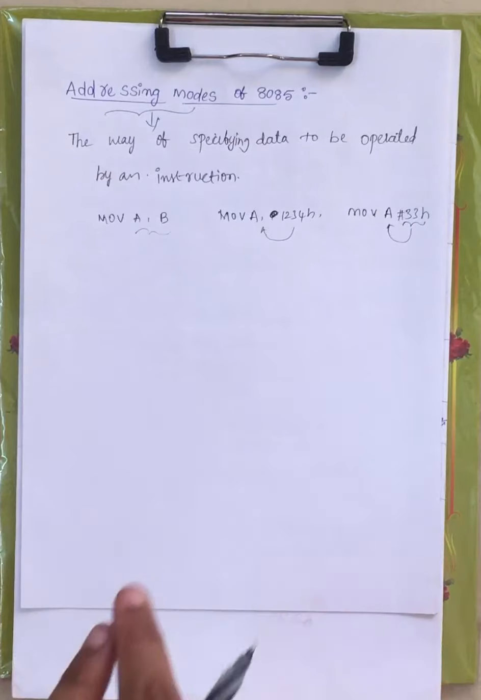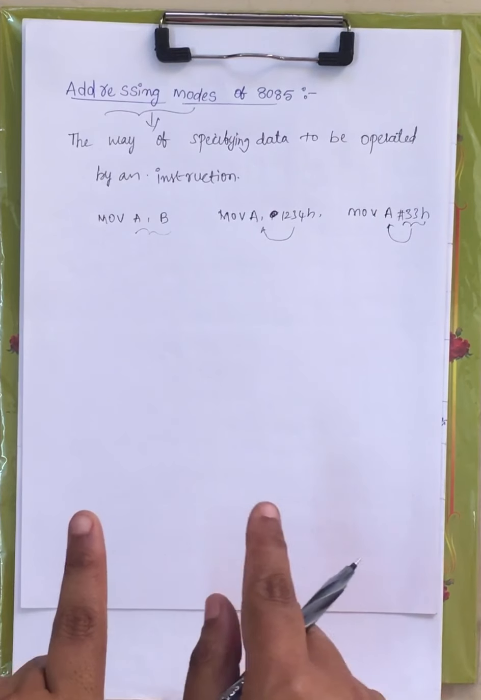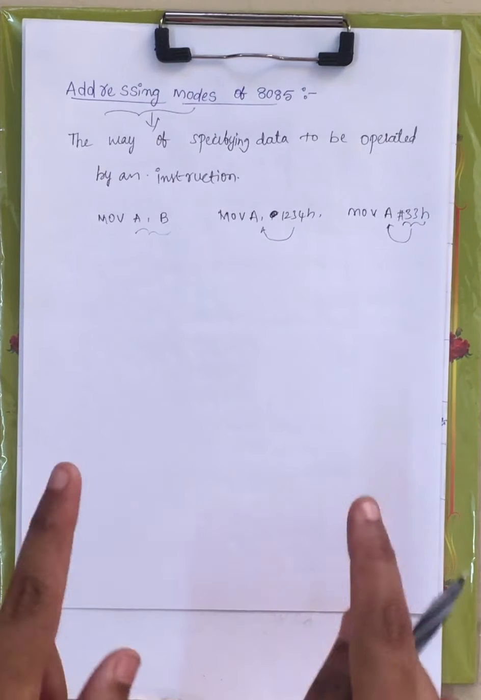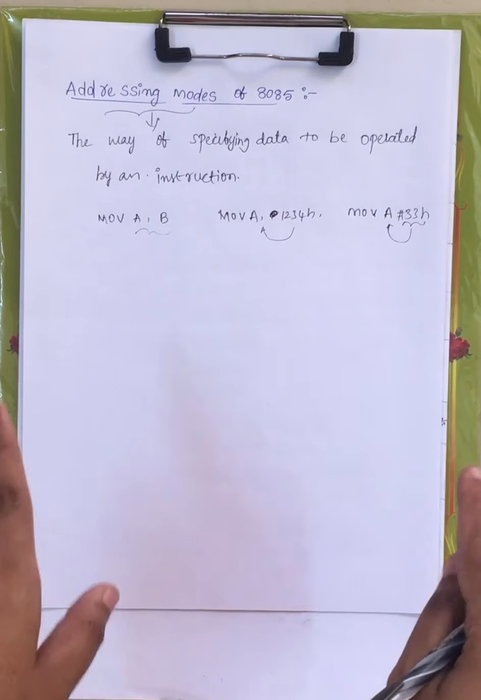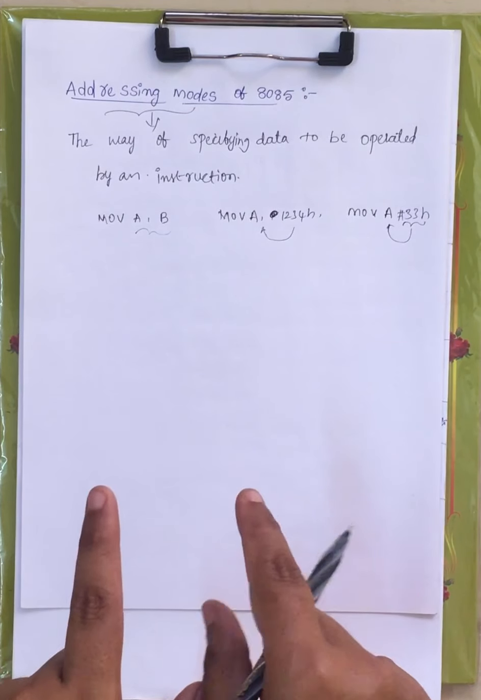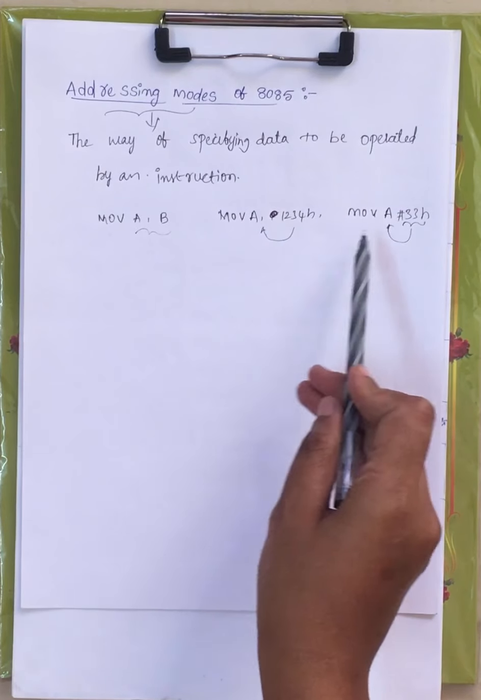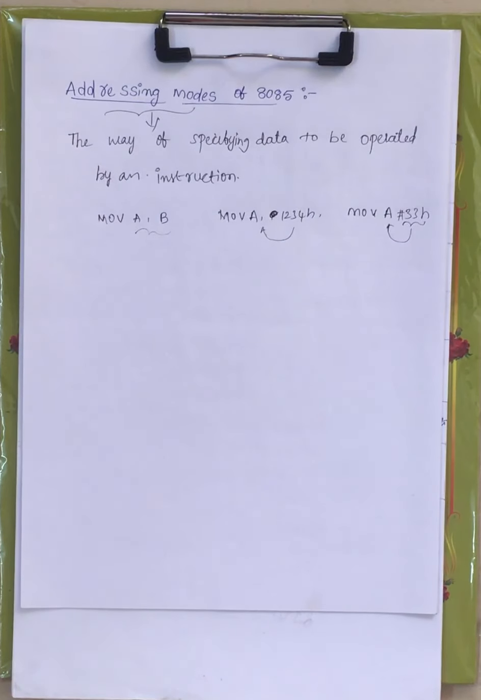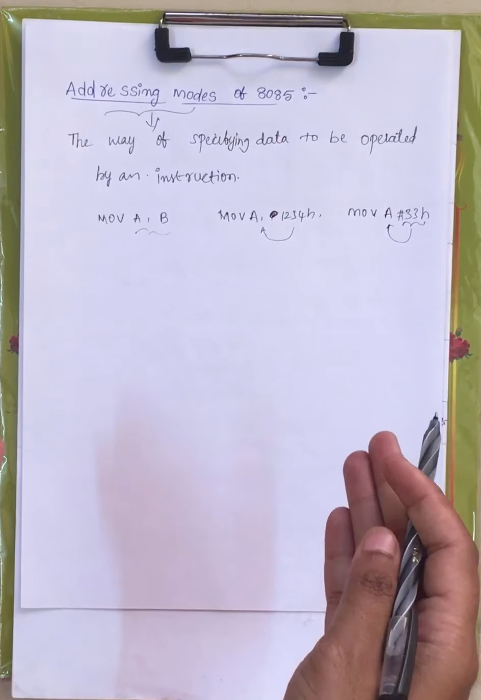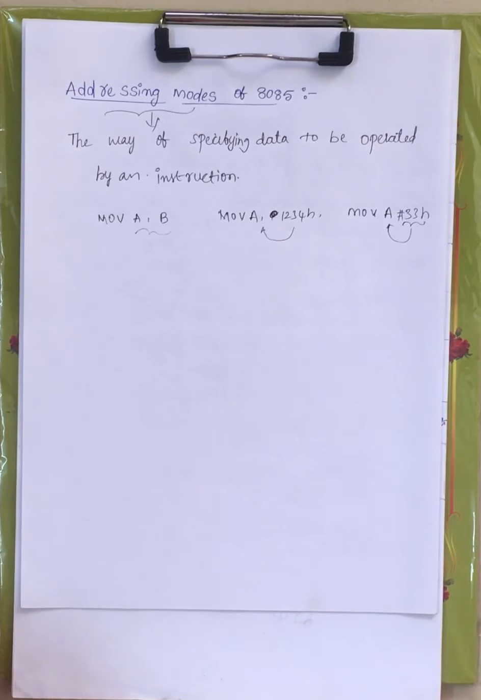We are specifying data in three different manners, right? How to operate, we are specifying this particular data in three different manners, that is register to register, register to memory location, and register to immediate data. This way of specifying data to be operated by an instruction is nothing but your addressing mode.